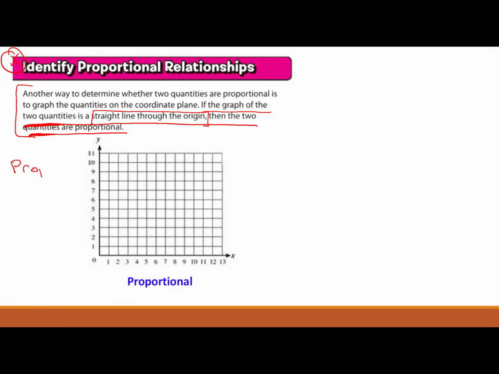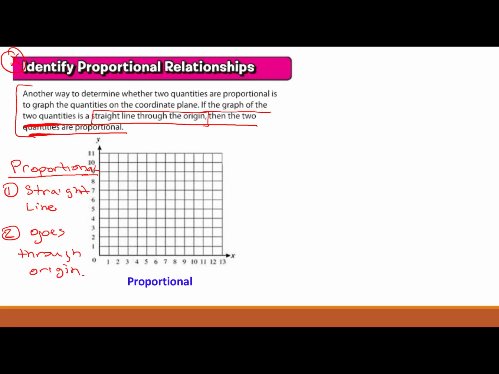Proportional. We know that a relationship is proportional on a graph if, number one, it is a straight line, and number two, the line must pass through the origin. So we'll say goes through the origin.